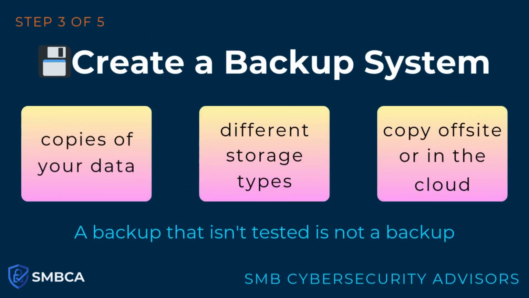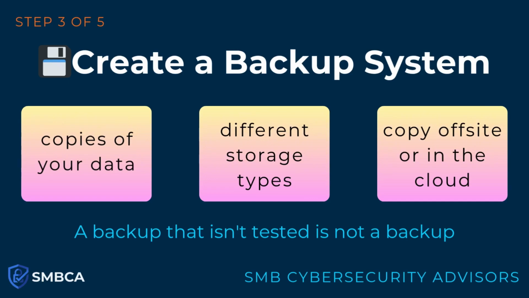Step 3. Create a backup system. If ransomware hits your business and you have a clean, recent backup, you're back up in hours instead of paying a ransom or closing your doors. The gold standard is the 3-2-1 rule. 3 copies of your data on 2 different storage types, with 1 copy offsite or in the cloud.